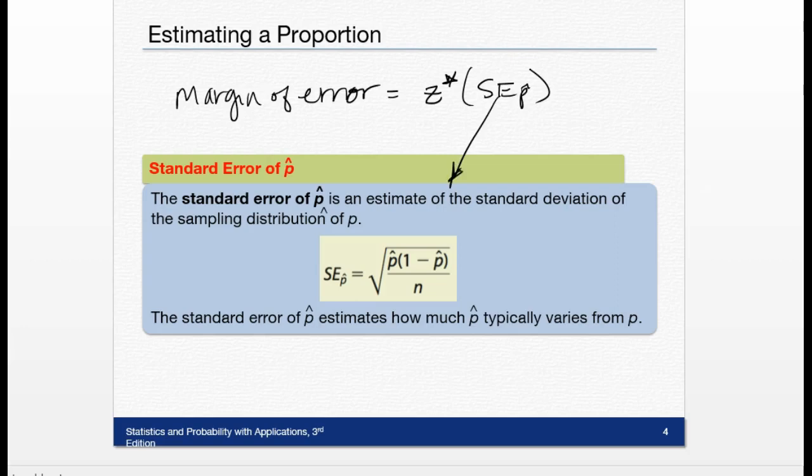Okay, so I'm going to show you how to find Z star. You already know this formula right here, so you find those two and multiply them, and that is your margin of error. Remember, that is what we add and subtract to our point estimate to get our interval.